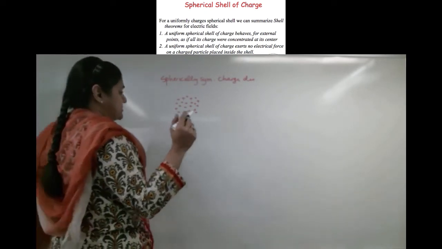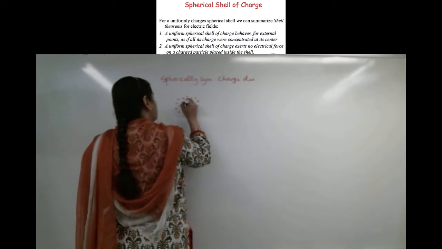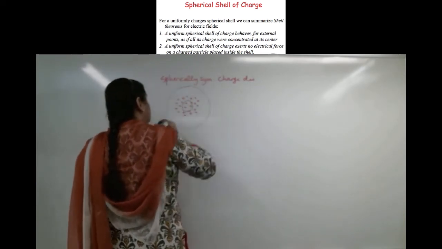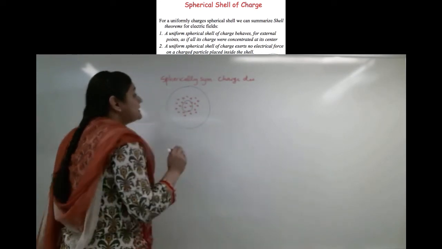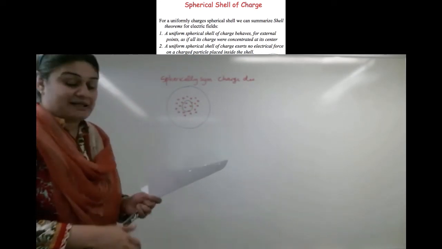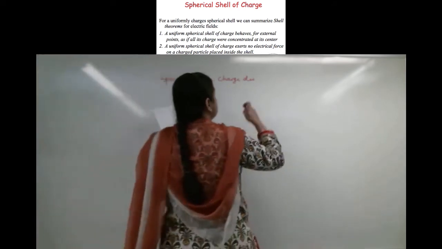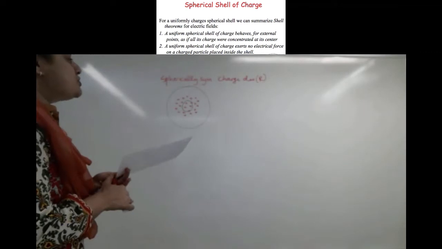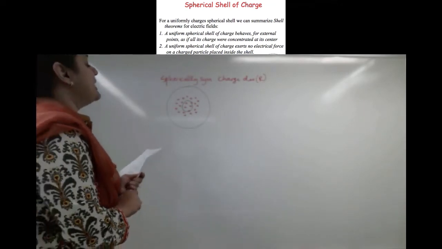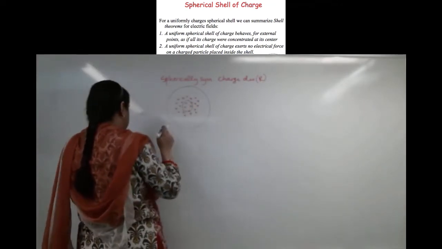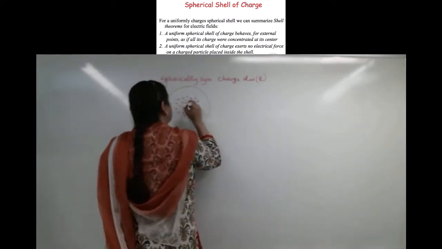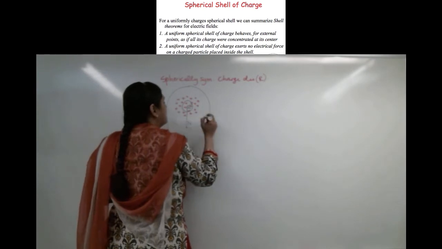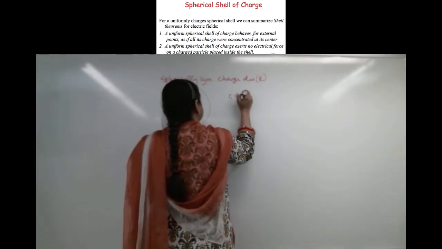I'm going to have two Gaussian surfaces again. One is going to be when r is less than R, and one is going to be when r is greater than R. Okay? My spherically symmetric charge distribution has a radius R. So in two cases, I'm going to have my Gaussian surface inside here. I'm going to call this R1, and this one R2. So R1 is less than R.